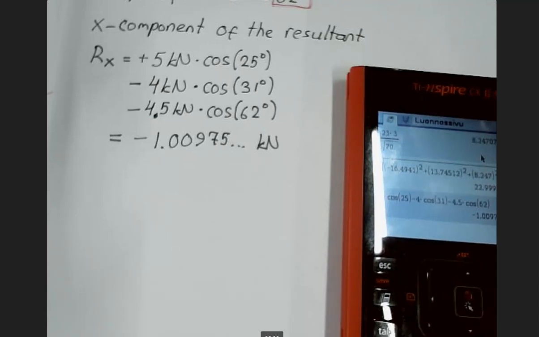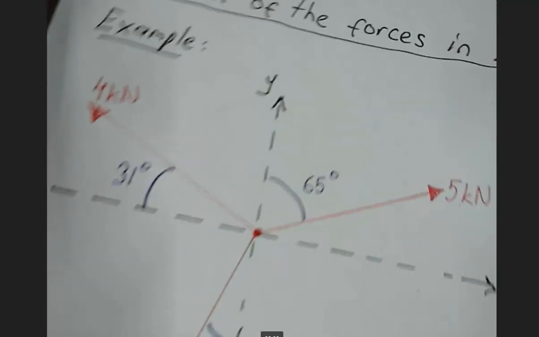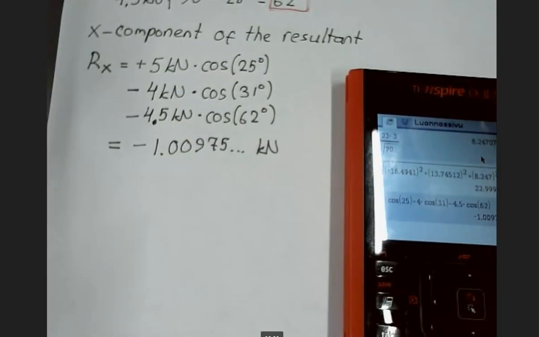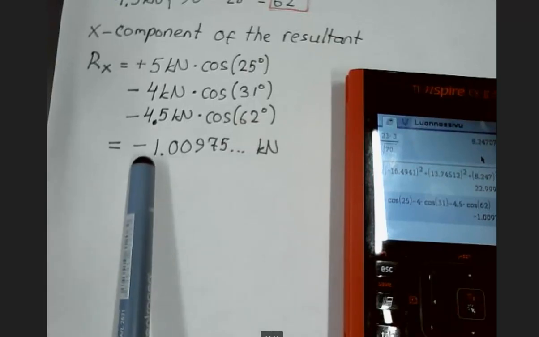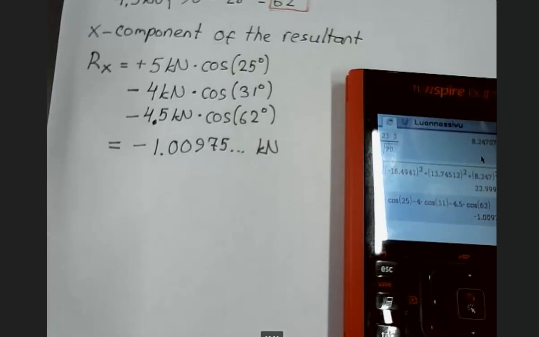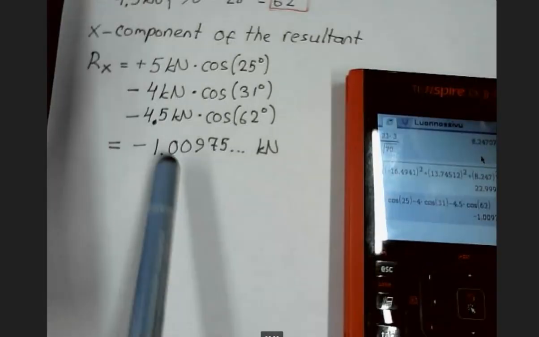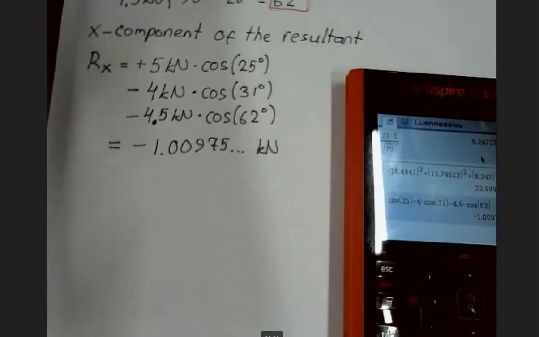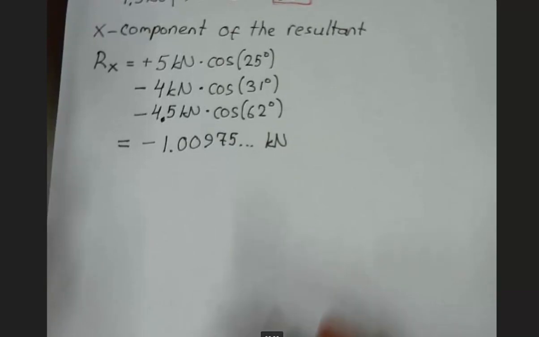This means that the sum force of these three forces in this picture is a vector that has a horizontal component of approximately 1 kilonewton, and it is negative. That means that the resultant force goes to the left-hand side from this vertical plane, because this is minus. And now we have to calculate with the same method the y component of this resultant.